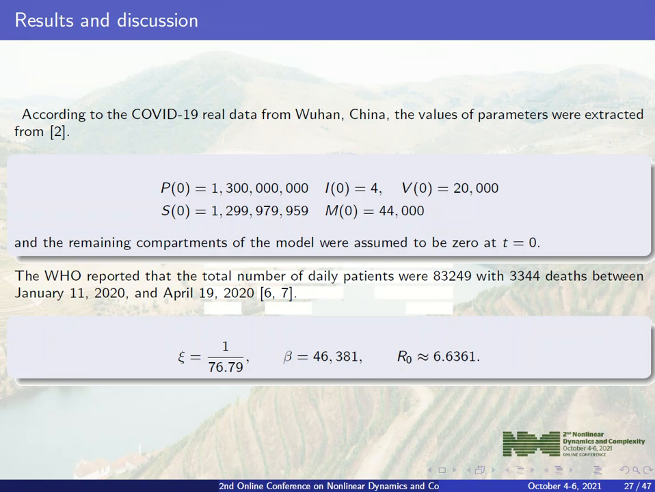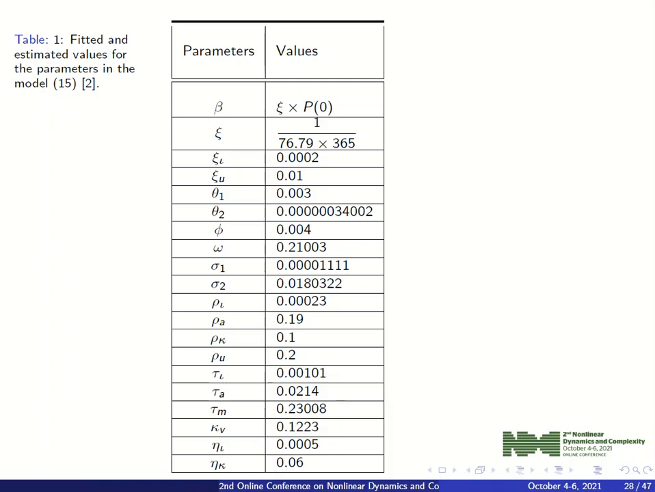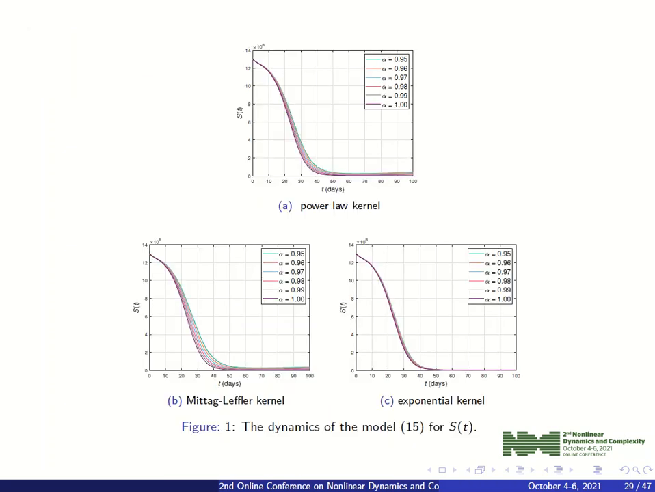I'd now like to move on to the results and discussions. According to the COVID-19 real data from Wuhan, China, the values of parameters were extracted from reference 2. Table 1 shows the results that were determined realistically. The system 15 was simulated by applying the power law, Mittag-Leffler, and exponential kernels in figures 1 to 8, and for different values of fractional orders, also the time was measured in the units of days.